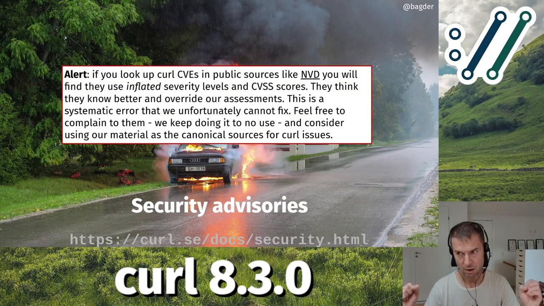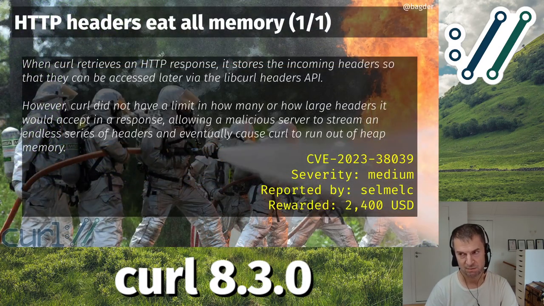And I just wanted to reiterate the thing I usually say these days, that if you look at curl CVEs at some places like NVD, the National Vulnerability Database, you will see that they inflate all our issues quite a lot. So if you go there, they will look much more serious than we think they are. And of course, you're free to believe whoever you want or approach this in your own way. But I will insist that we have the better view and the better details and information about security stuff in curl. So this particular security problem I call HTTP headers eat all memory.